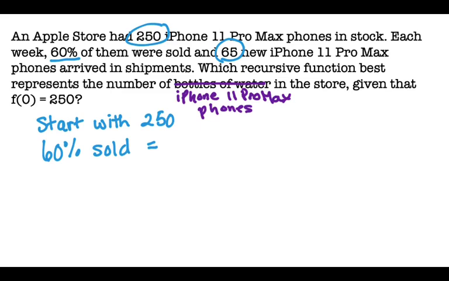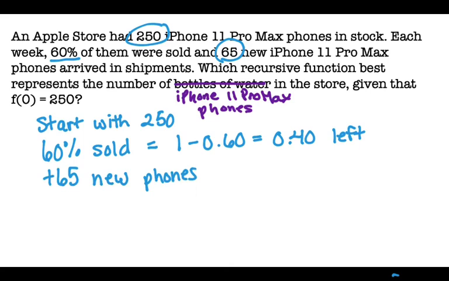So if they're selling 60%, remember when we did decay in exponential functions? We talked about if they're taking away 60%, how much do you have left? So if they're taking away 60%, you take 1 minus that 60% as a decimal, and that means you're going to be left with 40%. So we're going to use 0.40 in our recursive formula. That's how much you have left. So then we know that we also get a shipment in of 65 new phones, so that's adding 65 to our inventory.